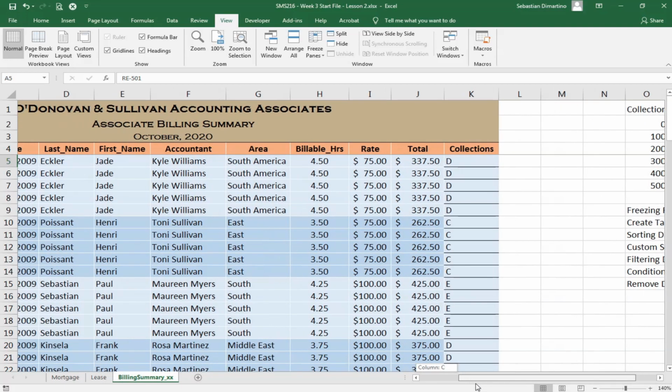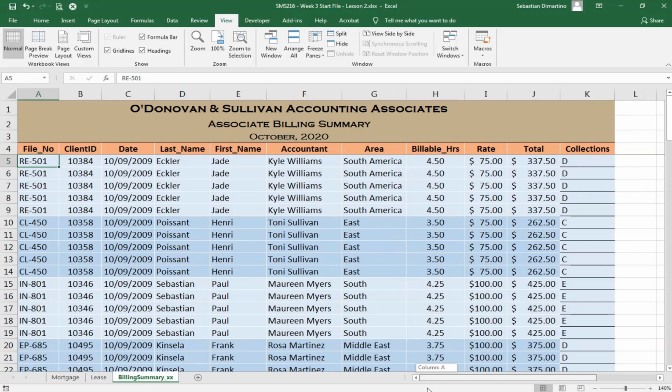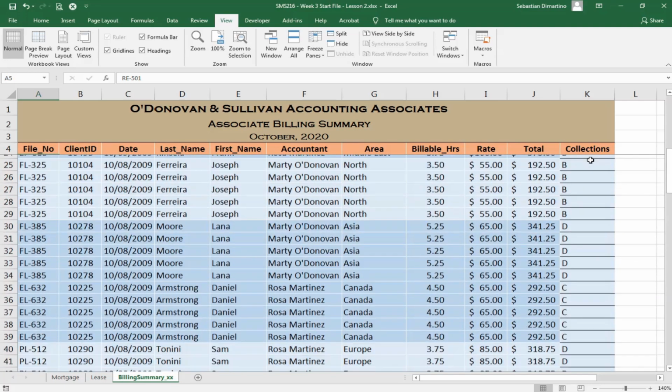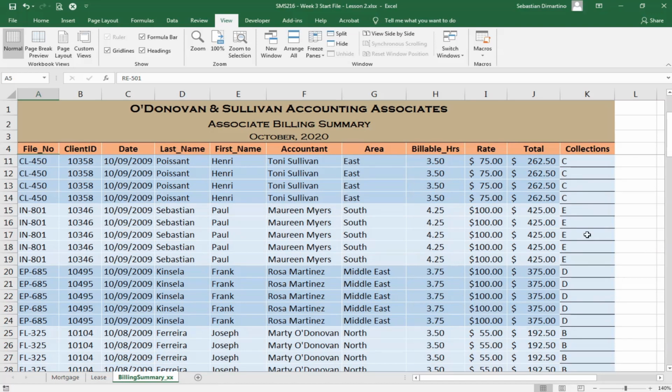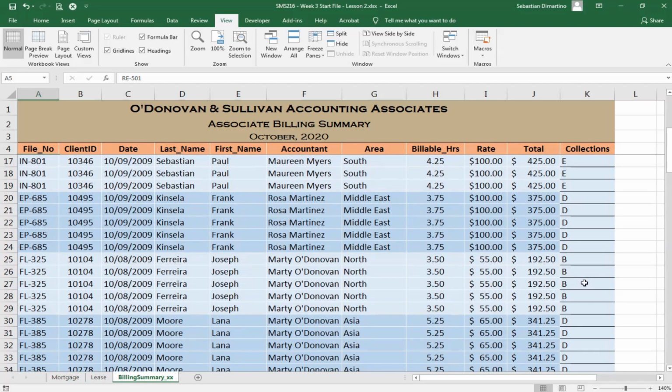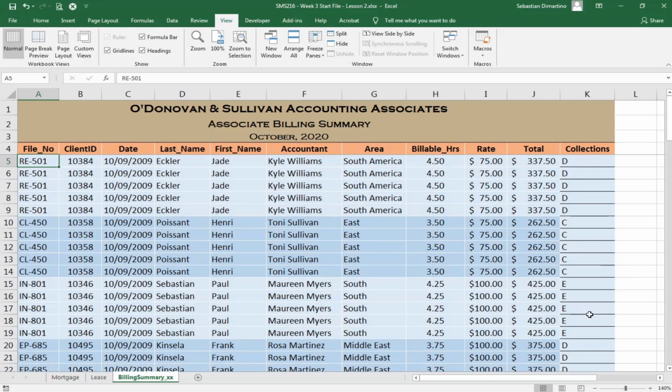Next, what we're going to do is sort the data. So let me show you what we're dealing with. In the collections letter, when I scroll down, you're going to notice that I've got letter D, and then C, and then E, and then D again, and B, and then D again. So what would make more sense in this situation is to actually sort the data, the actual sheet data, based on collections. So we can put all the collections together, starting from A and going down, or whichever direction you want to go.